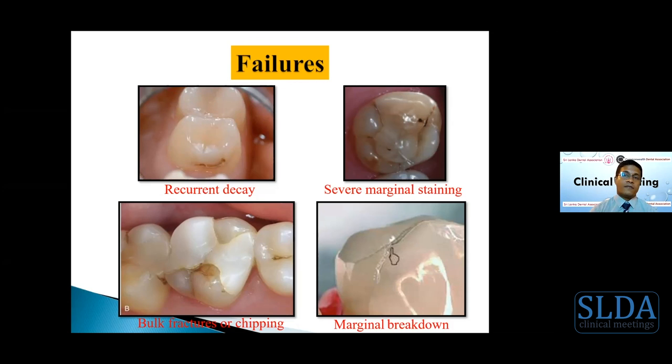If the restoration has not seated well on the prep or had gaps after cementation, recurrent caries and marginal staining can develop over time. And you can expect bulk fractures and marginal breakdown if you haven't done adequate tooth preps, where the space for the indirect restoration is not adequate. So to avoid these failures, you should always adhere to the principles and guidelines when you do the tooth preps. Everything is as explained before. And precise impression making and good laboratory support are also required to prevent or mitigate these failures.